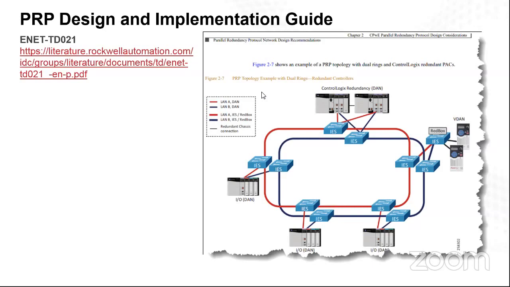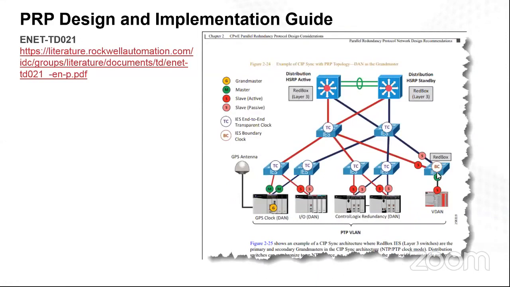As you can see from this diagram, it is possible in a PRP network to have dual rings, and this is just one of the many examples of capabilities. Not only do the dual rings have all these ControlLogix, but they also have some drives on them as well, connected via the red box.